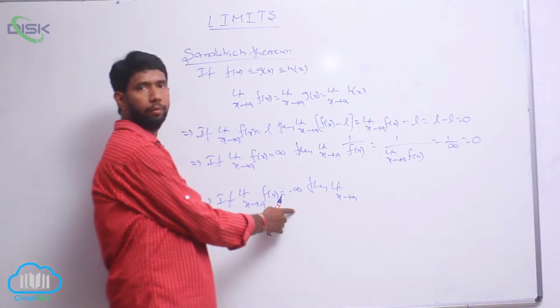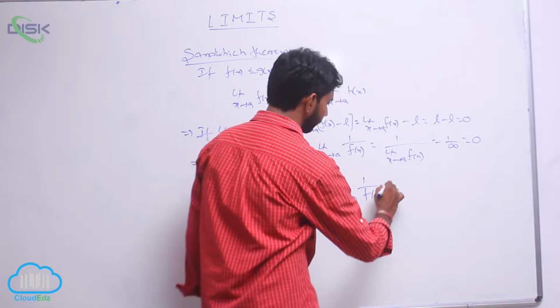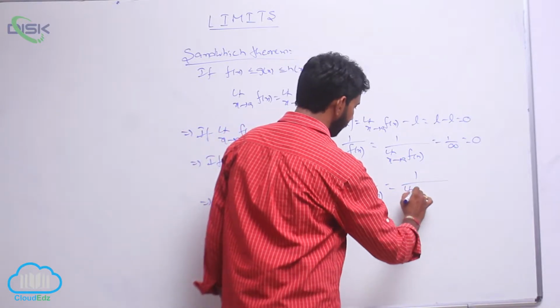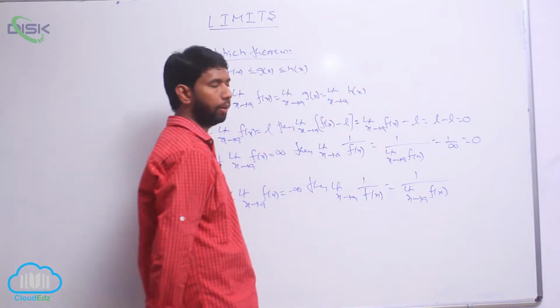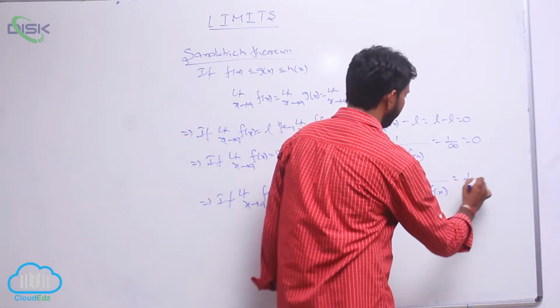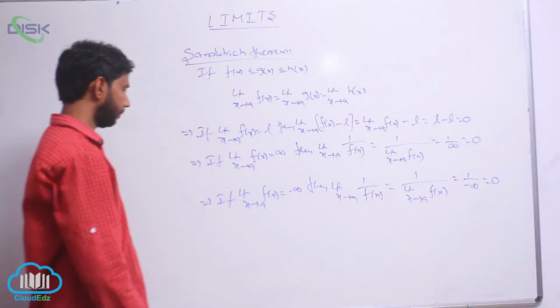Limit of x equal to minus infinity, then limit as x tends to a of 1 by f of x is equal to 1 by limit as x tends to a of f of x, that is equal to 1 by minus infinity, which is equal to 0.